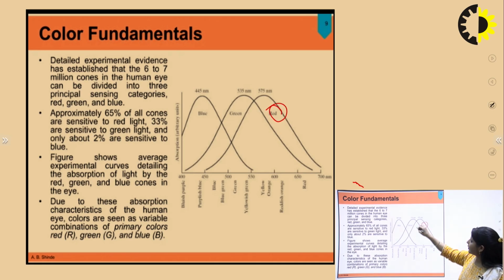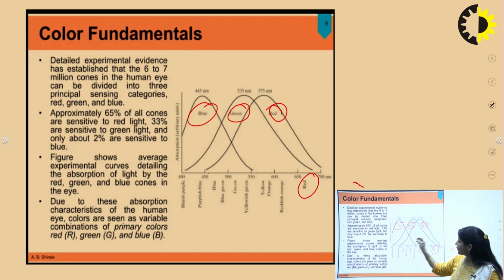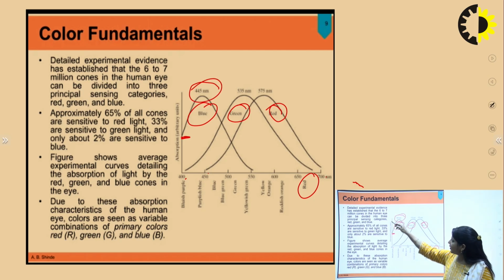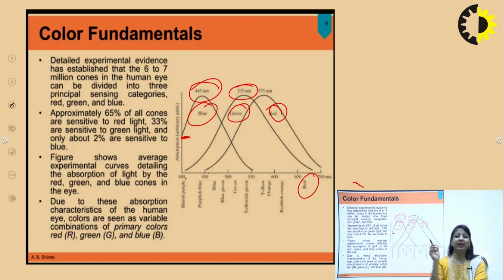So we have these three primary color models, RGB: red, green, and blue. The red color range is very high, with its curve starting from 450 to 700 nanometers. For green, we have a range from 400 to 700 nanometers. For blue, the intensity starts from here, and the maximum intensity wavelength is 455 nanometers. Maximum intensity for green, where the green is very dark, is at 535 nanometers, and for red it is 575 nanometers.